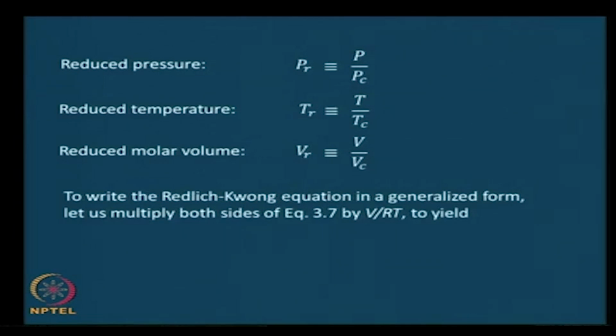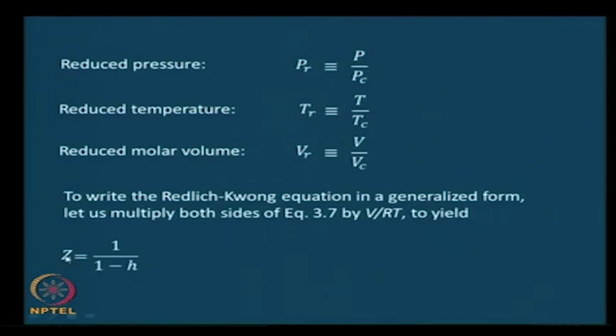Usually we start out with one of these equations. In this case we will start with the Redlich-Kwong equation of state and write it in a generalized form. To do that, what we will do is multiply both sides of equation 3.7. You can go back and check. Equation 3.7 is nothing but the Redlich-Kwong equation of state. If you multiply that by V by RT, you will get, in fact I would like you to do this right now. Let me first present the equation.